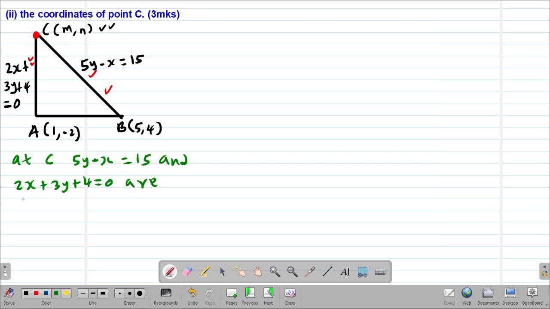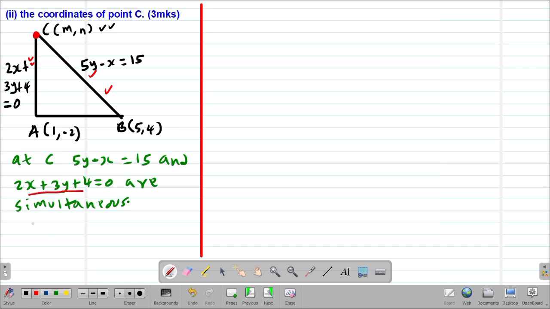At that particular point, these two equations are simultaneous. Simultaneous simply means that we can solve them by either using elimination or a substitution method. So let me use the elimination method. I'm going to rearrange my equations. The first equation is this one here.